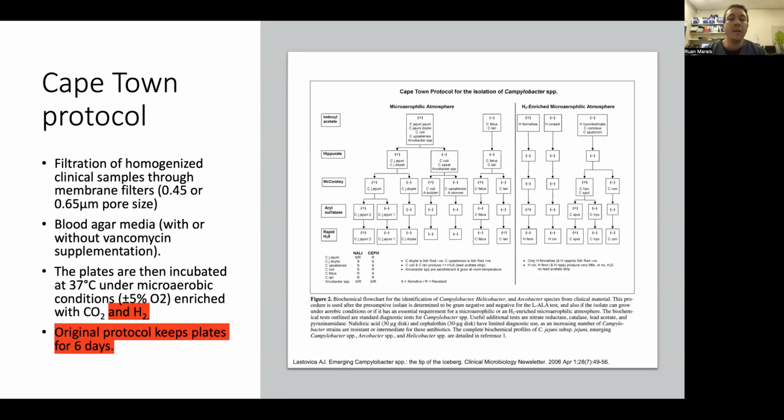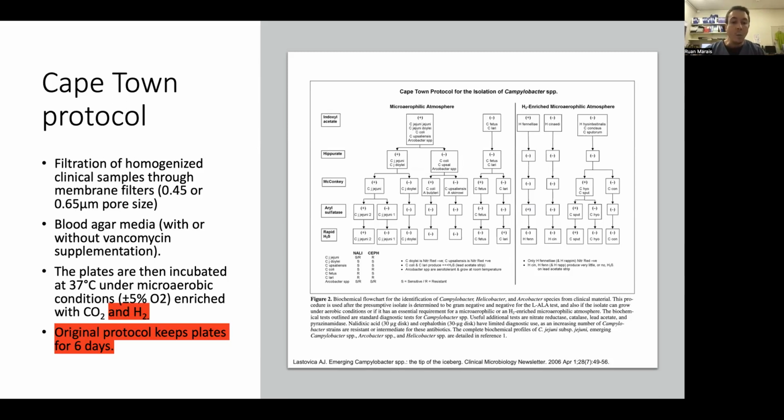Now, the Cape Town protocol is also a described isolation method where, instead of blood agar media, filtration is used because it is quite a small organism. The benefit here is that some of the non-jejuni, non-coli species may be susceptible to some of the antibiotics used in selective media.